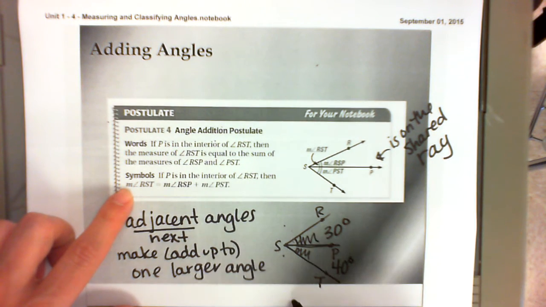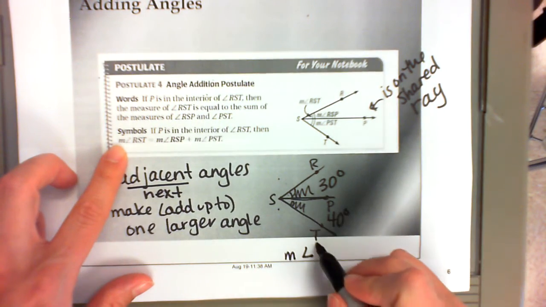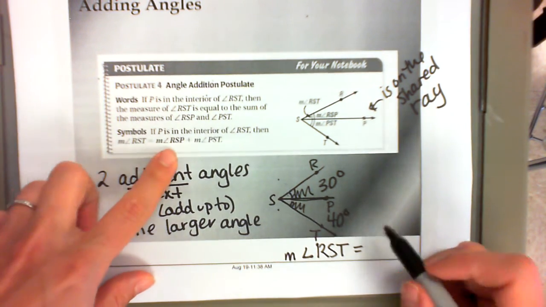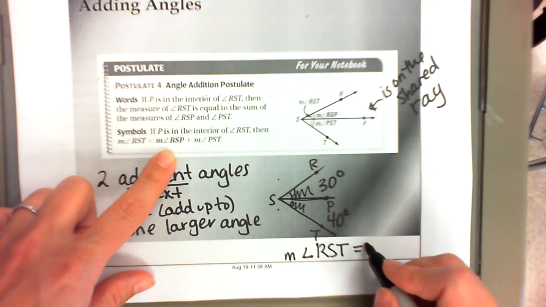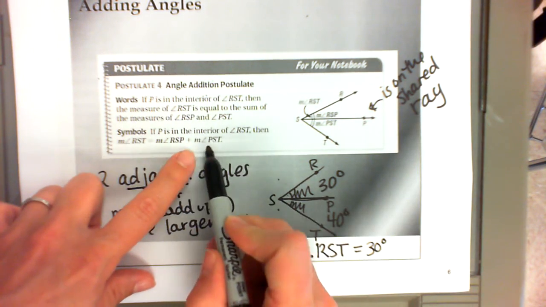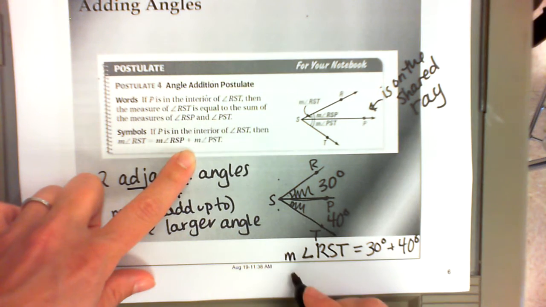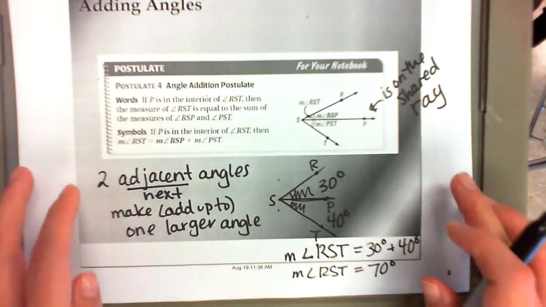So I would write the measure of angle, let me write it, I don't think you can see. The measure of angle RST equals the measure of angle RSP, let's theoretically say is 30 degrees, plus the measure of angle PST, let's say theoretically is 40 degrees. That means the measure of angle RST equals 30 plus 40 degrees, which is 70 degrees.